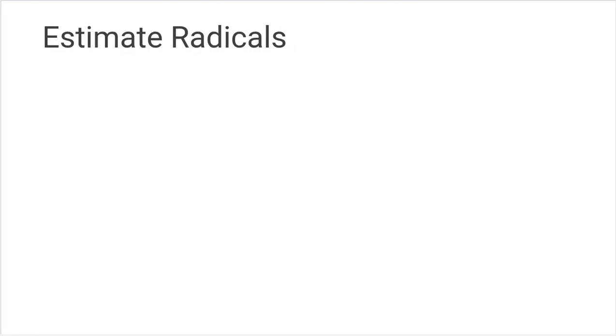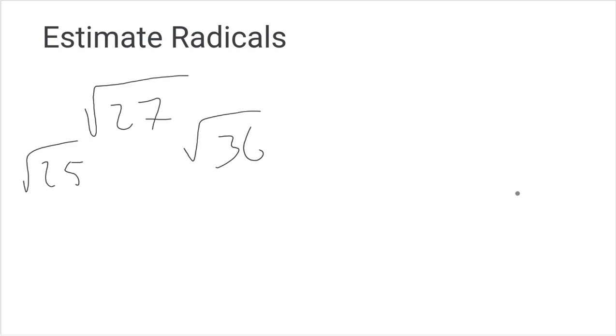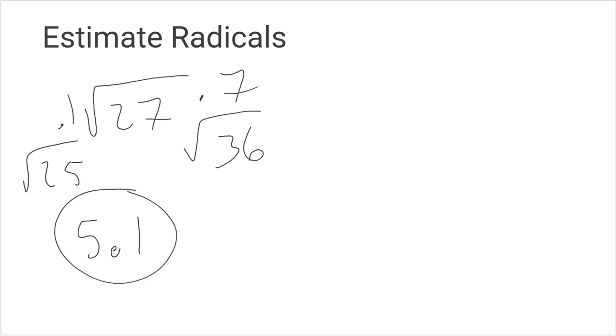And then estimating radicals. So the square root of 27 doesn't exist as a whole number, but it's between the square root of 25 and the square root of 36. We always use the smaller one, so it's going to be 5 point something. If it's closer to 25, it's going to be 0.1. If it's closer to 36, we're going to say 0.7. So 27 is closer to 25, so we're going to say 5.1.